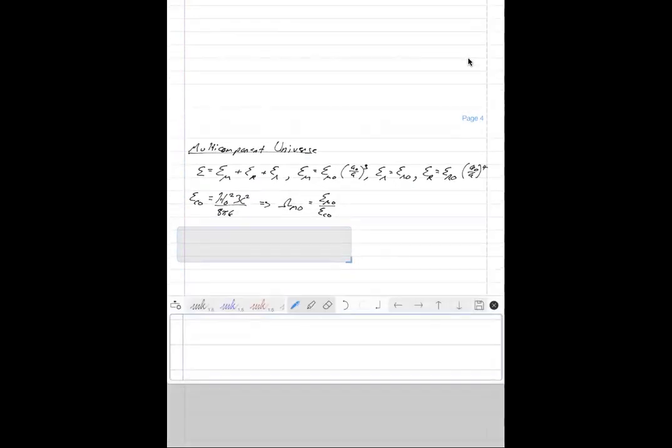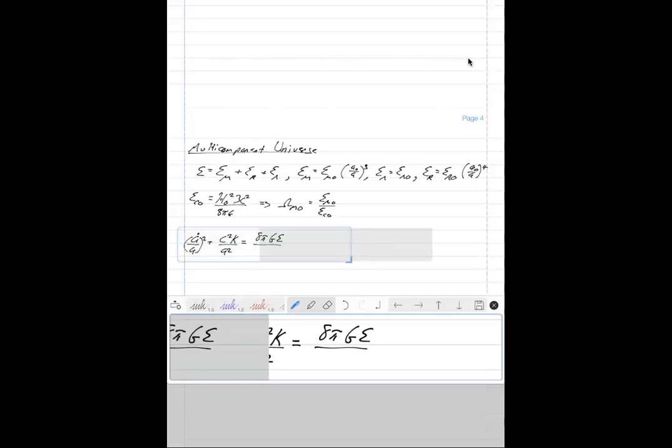And now we're going to use these expressions of each component of the energy density, and we're going to plug this into Friedmann's equation. And so Friedmann's equation, once again, is A dot over A squared plus c squared K over A squared is equal to 8 pi G epsilon over 3c squared.